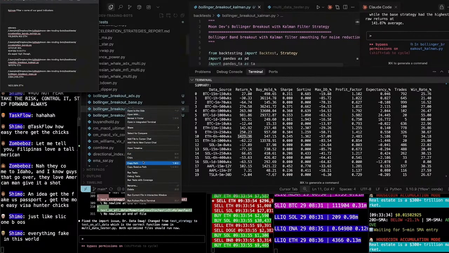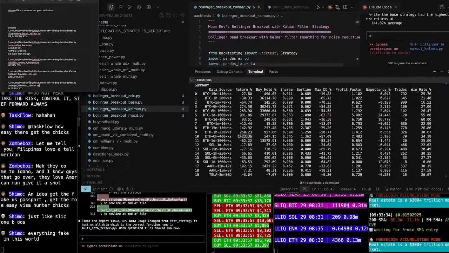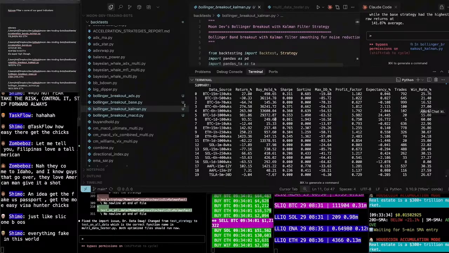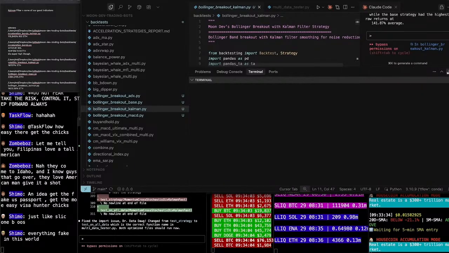Kalman, copy path. These are just all my winners for today. I've got what, five backtests that look solid on at least one set or multiple sets of data.